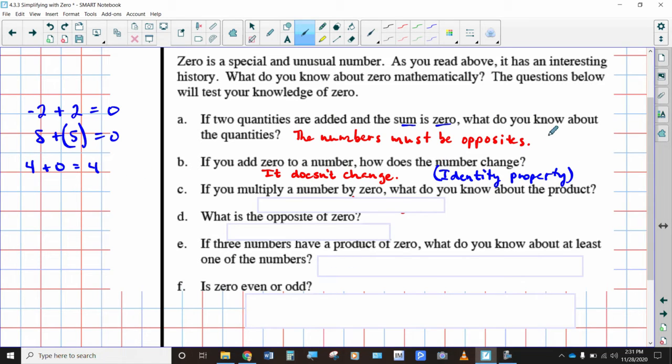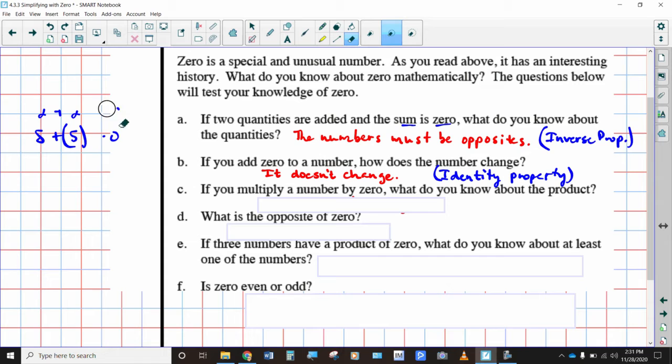By the way, this would be considered the inverse property of addition. Whenever you add opposites to each other, the sum is always 0. And to be honest with you, both of these properties come into play when we're solving equations, which we're going to get to in a later lesson.